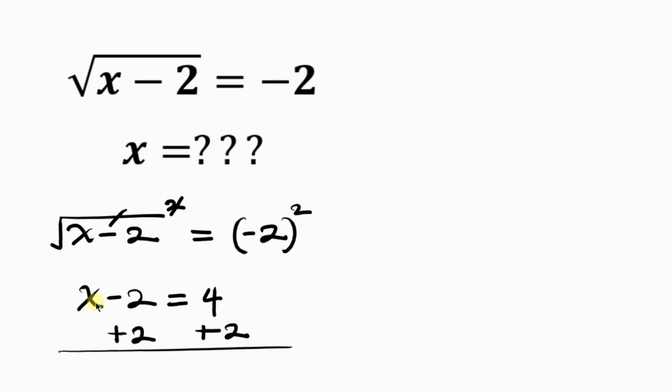Now this is what we have. X here. Now -2 plus 2 is 0. So this is equal to 4 plus 2 is 6. So we've got the value of x to be equal to 6. Now let's check our solution.